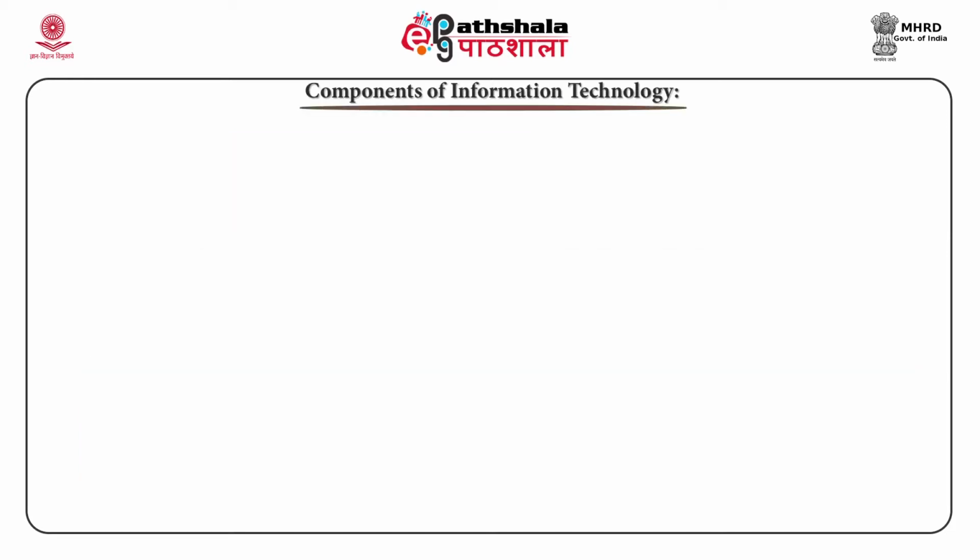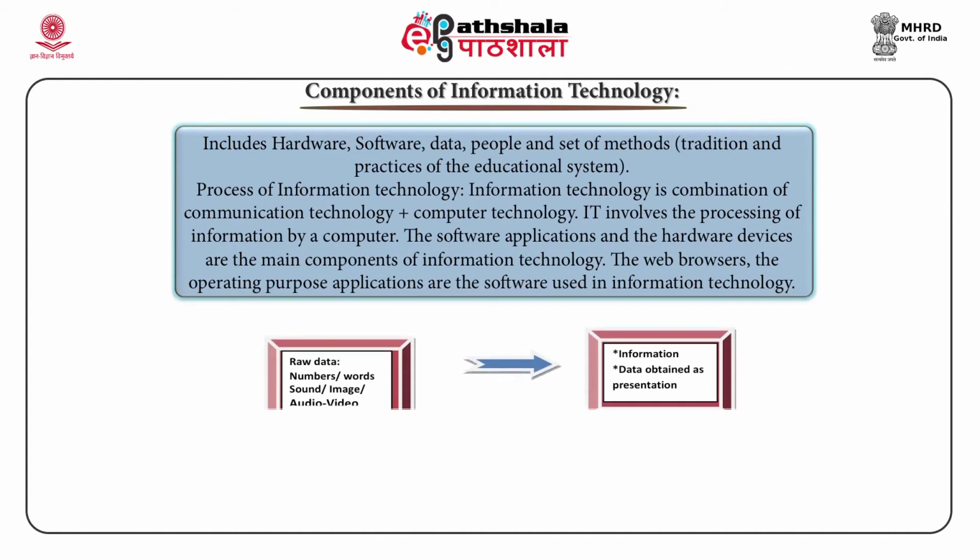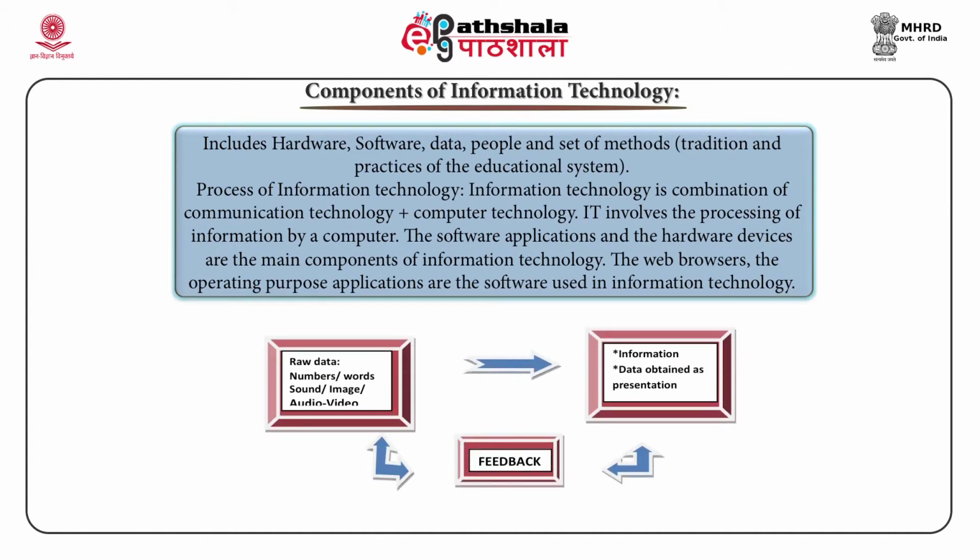Components of information technology include hardware, software, data, people, and a set of methods, traditions and practices of the educational system. Process of information technology. Information technology is a combination of communication technology plus computer technology. IT involves the processing of information by a computer. The software applications and the hardware devices are the main components of information technology.